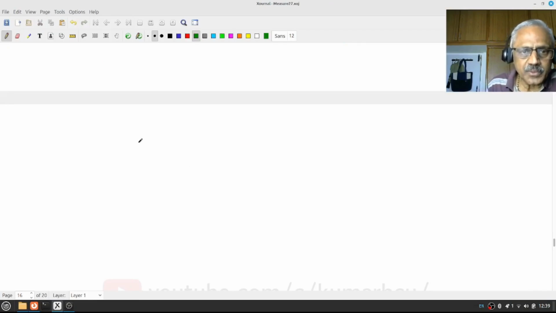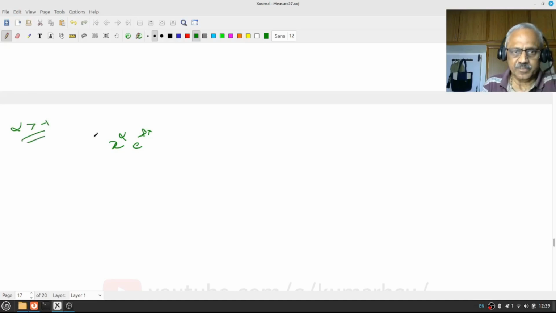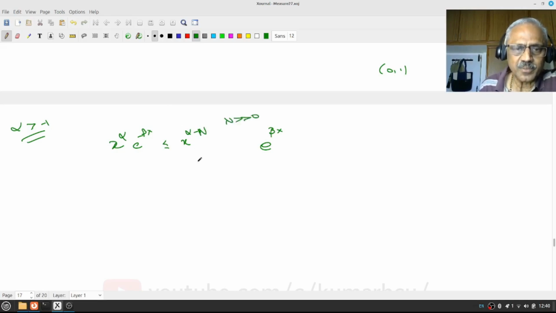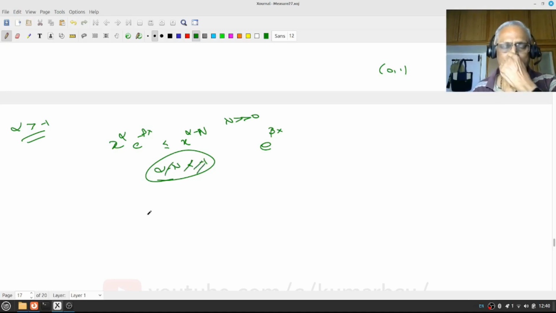So what we want to do is estimate x^alpha e^(-beta x). Remember, I had convinced you alpha is greater than minus 1 because of the first condition, integrability on 0, 1. So I am going to stick to that. Now what we do is, I want to say this is less than or equal to some x^(alpha minus N), where N could be as large as I want. Therefore, alpha minus N will be less than minus 1. Therefore, integrability at infinity is assured.